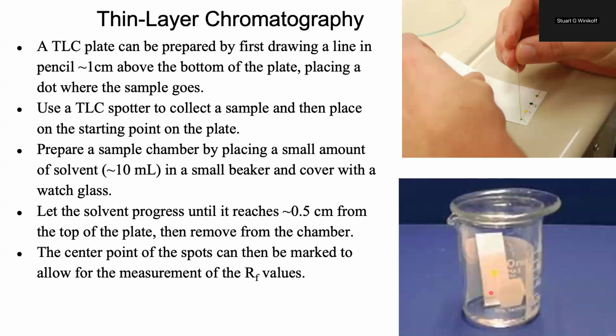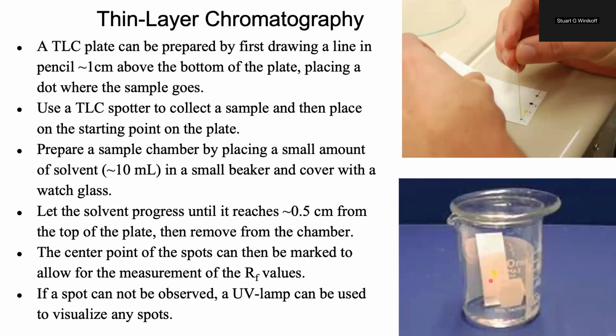Now, one of the things you may find is that a couple of these pigments may be a little bit hard to visualize. So one of the things you can do is use a UV lamp. A UV lamp will help you see the solvent line if you did not mark it correctly, but also may help visualize some of these harder to see pigments, as they will absorb light in the UV region. So these are going to be the crucial bits for this lab.